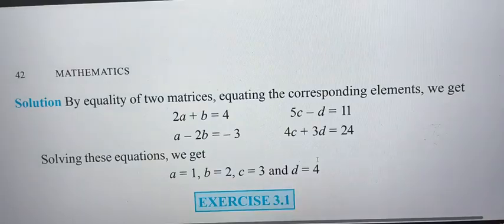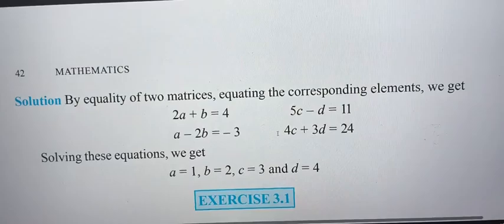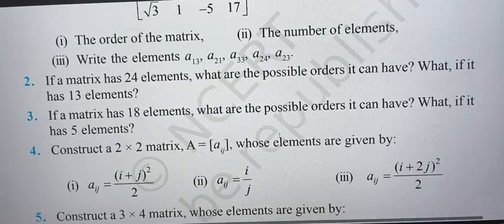So this was for the intro part and solving the examples. In my next video, I will solve this exercise.